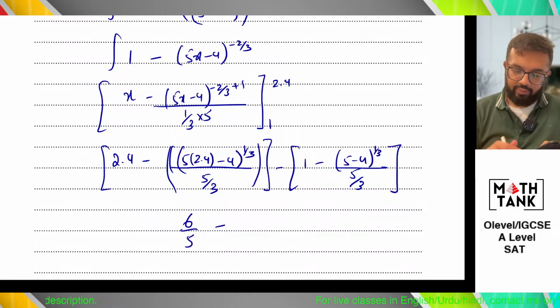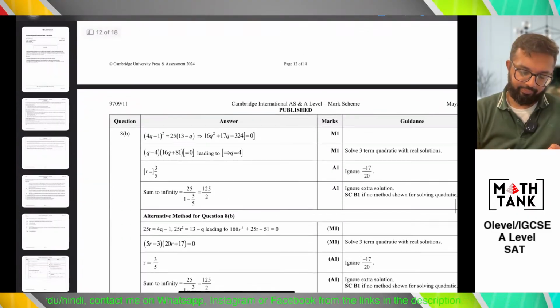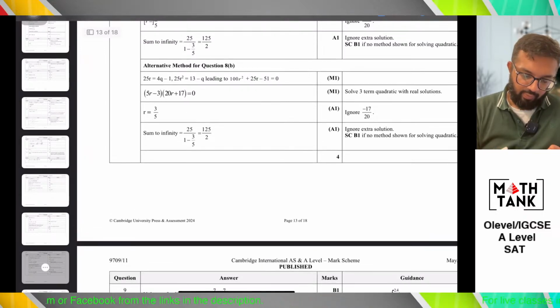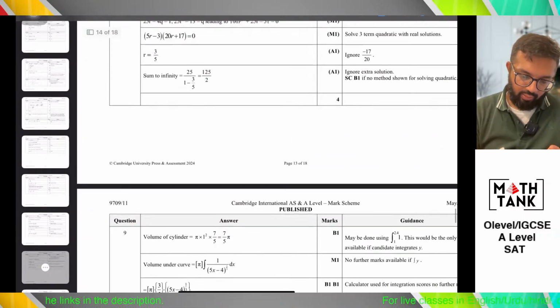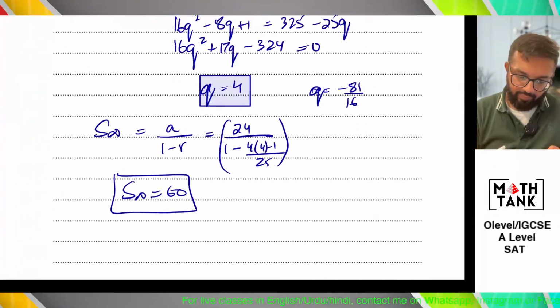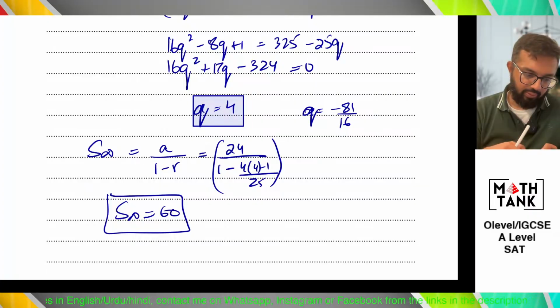So 6 over 5 and 2 over 5. 4 over 5 pi. Okay, previous answer had a slight bit of mistake somewhere. Pi.